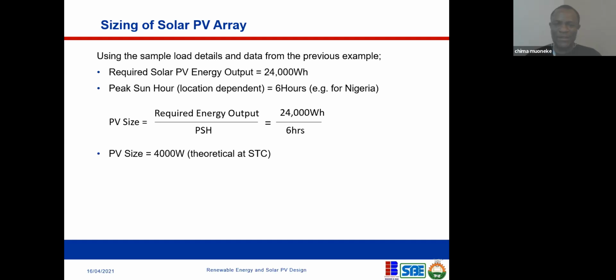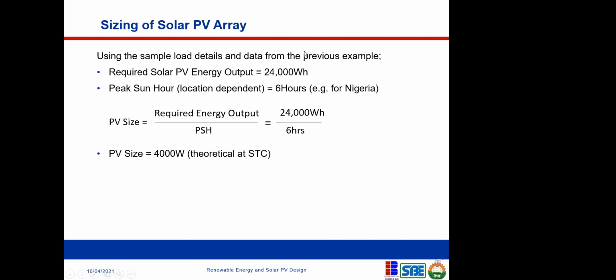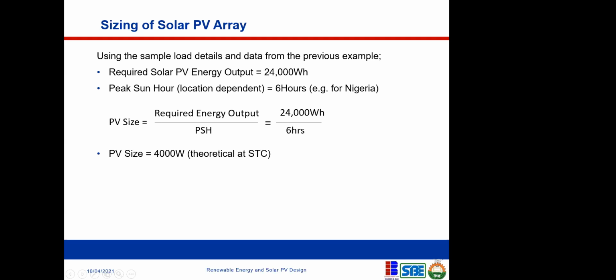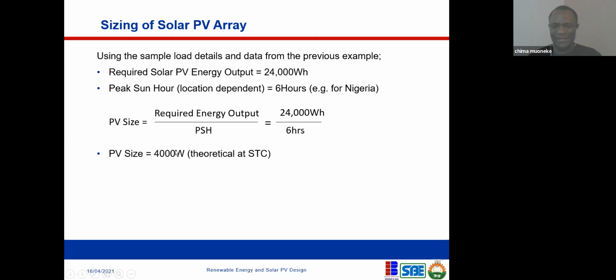So you have 1,530 watt hours. So add 1,530 to this 24,000. Then you divide by 6. Then you arrive at something higher than this.